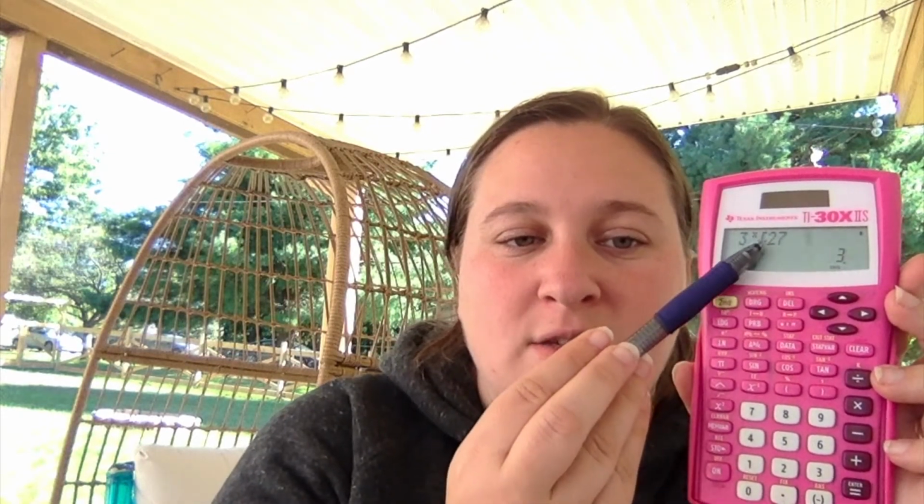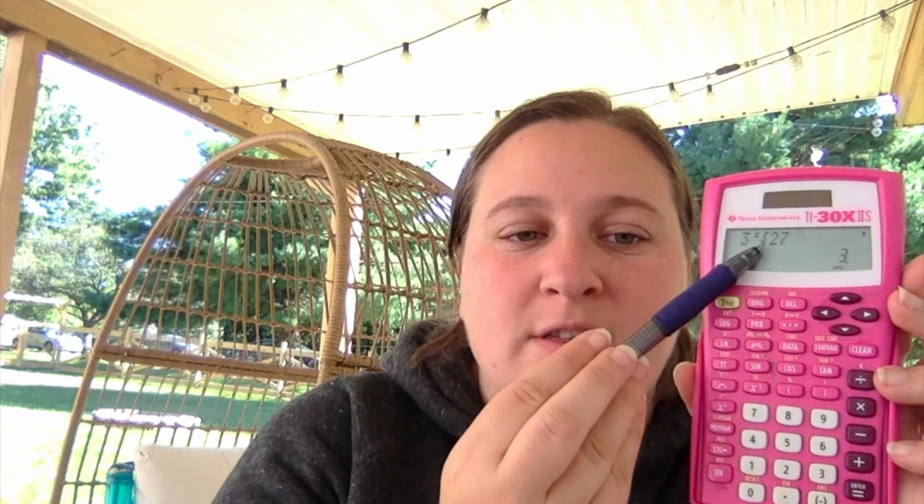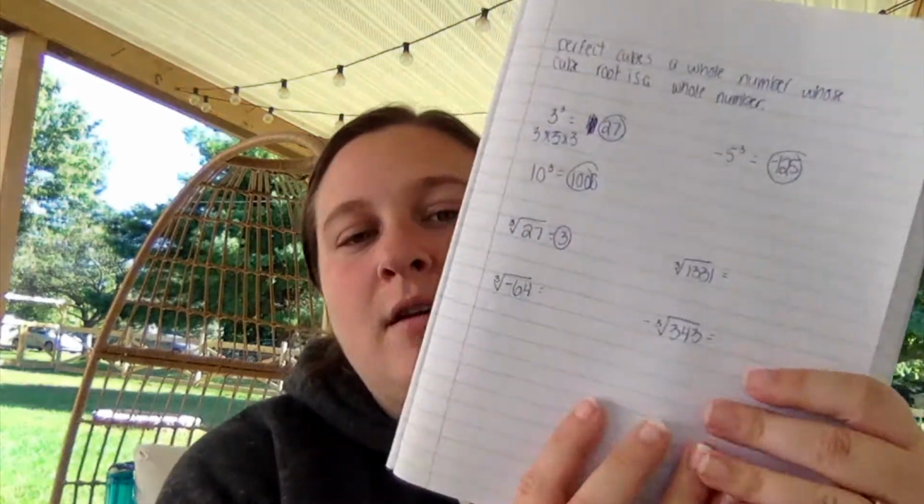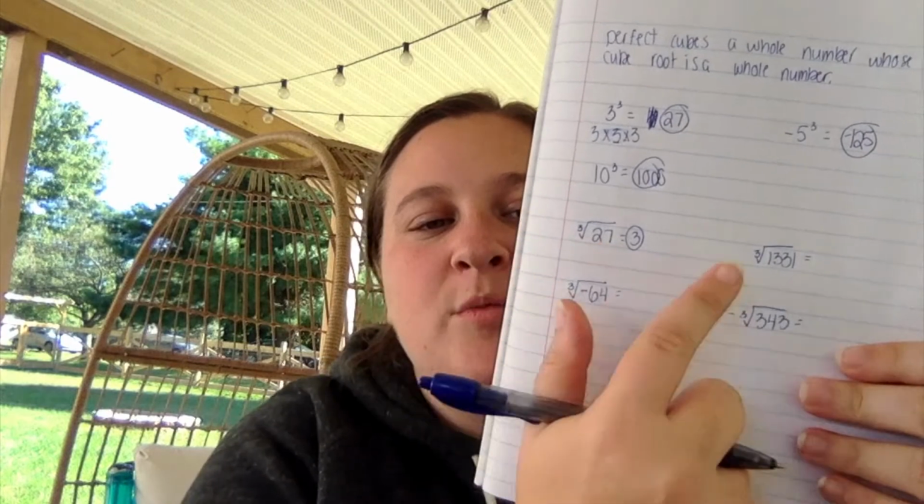You're going to hit enter, and the cube root of 27 is 3. So what we're finding is that 3 times 3 times 3 is 27, and 27 is a perfect cube because we're getting a whole number for our answer. So we're going to write down 3 here. We got it in our notes, and we're moving on to the next one.